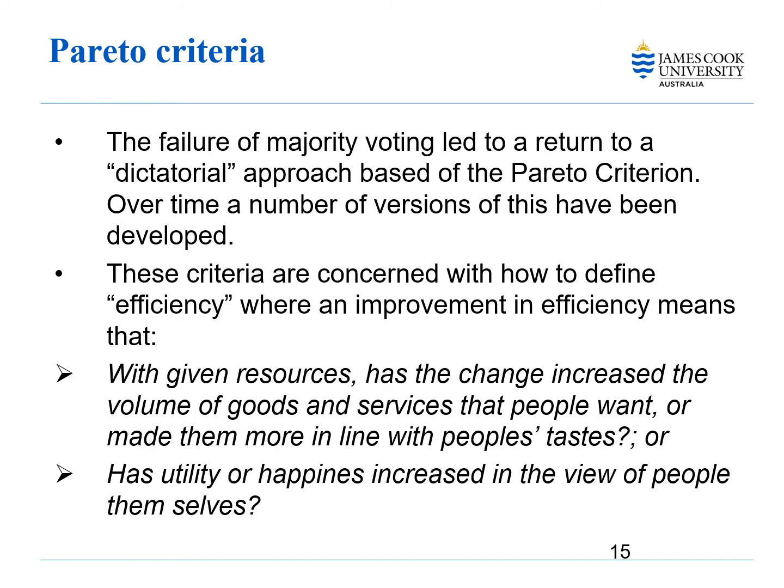Okay, over time, a number of versions of this have been developed. So these criteria or yardsticks are concerned with how to define efficiency, where an improvement in efficiency means, first, with given resources, has the project increased the volume of goods and services that people want or make them more in line with people's tastes? Or has the utility or happiness increased in the view of people themselves?